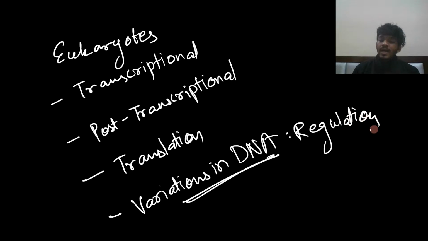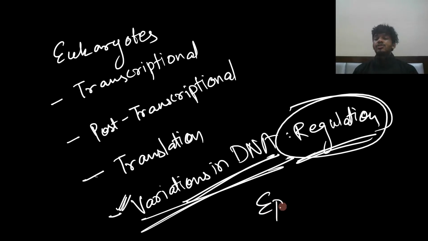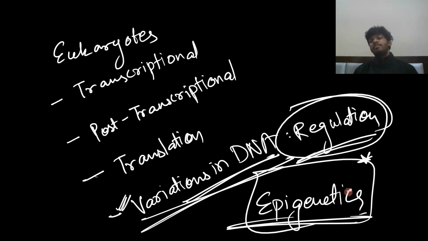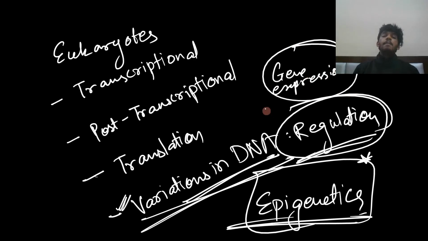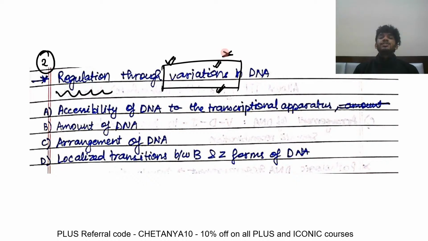You know that there are no histone proteins in prokaryotes, but in eukaryotes you have histone proteins. They are very important for bringing about certain variations in DNA, and these are generally in the form of epigenetics. Epigenetics is something you should know; it is very frequently asked. It is gene expression which is not dependent on genes but on other things like histone modifications or chromatin remodeling. All of these are part of epigenetics. These are also inheritable, but they are not genes. So regulation through variations in DNA includes accessibility of DNA, amount of DNA, arrangement of DNA, and transitions between various forms of DNA. All of these can help regulate gene expression.